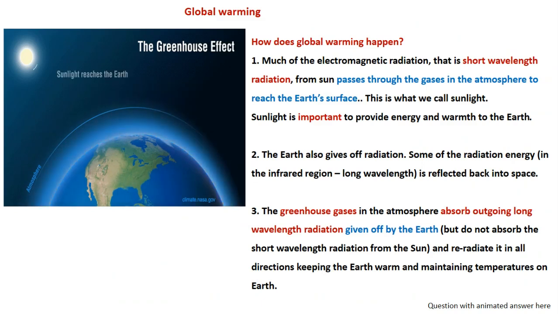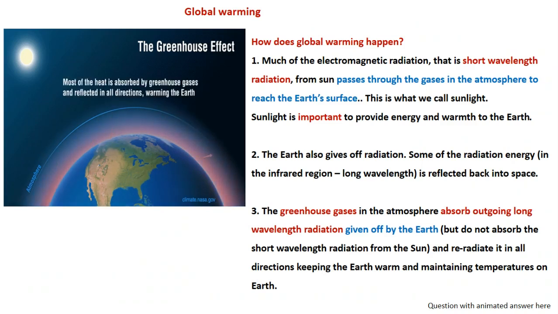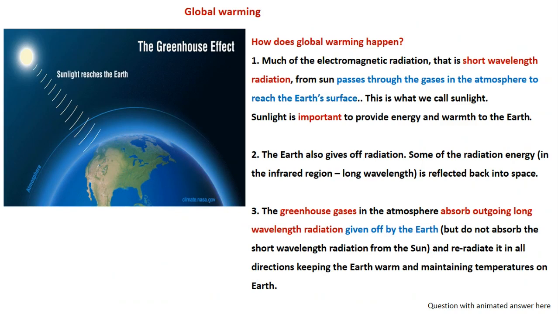Number 2, the Earth also gives off radiation. Some of the radiation energy, in the long wavelength, is reflected back into space. The radiation that is given off by the Earth is in the long wavelength.